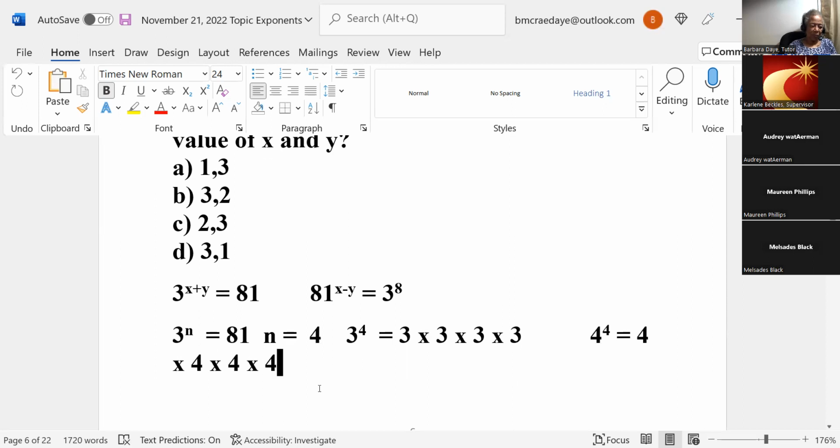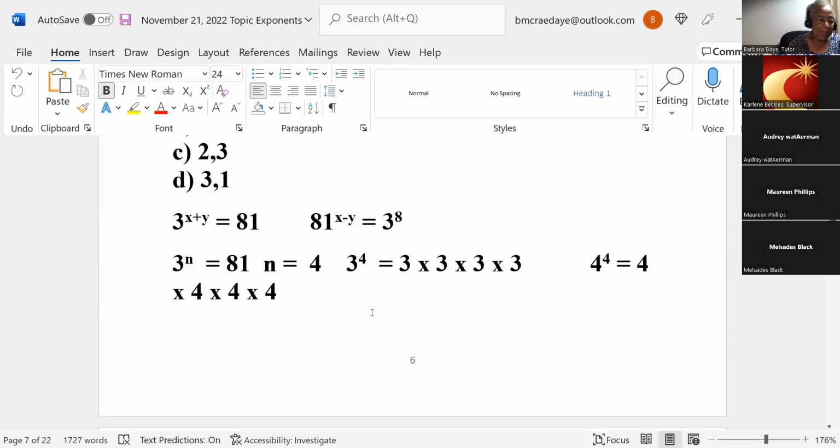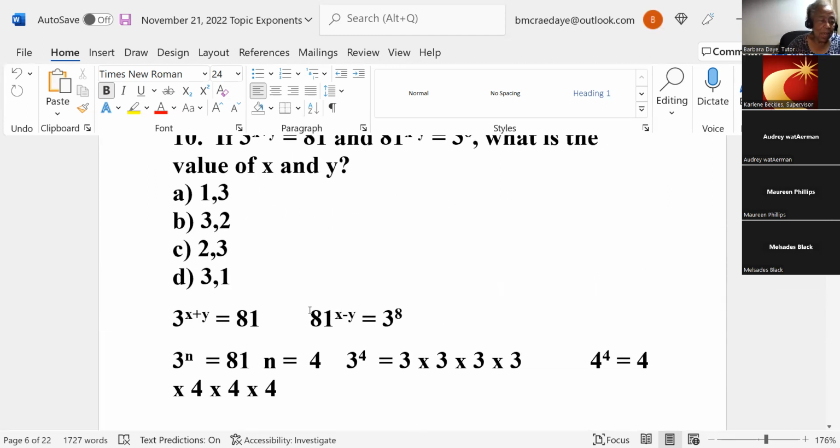Okay, so let me just put here x equals 3 and y equals 1, because we know that together they add up to 4. Now it said that 81 to the x minus y is 3 to the 8th.